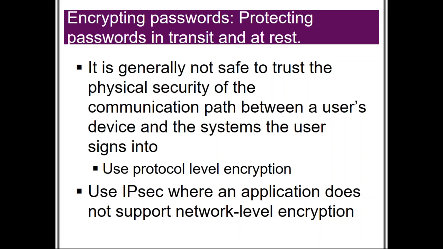And normally we protect those by having some type of encryption built in. Telnet is not good because, of course, it's plain text, but Secure Sockets Layer, SSL, or whatever we have. As it says here, it's generally not safe to trust the physical security of the communication path between a user's device and the system the user signs into. So we want to have some type of protocol level encryption in place. At least those credentials will be protected even if somebody gets their hands on them. Okay? And it also says when an application does not support network layer encryption natively, we want to try to use IPsec, which you see as the next bullet below. IPsec is IP security, and we can use that to protect all our network level communications. I'll talk more about that as we go as well.